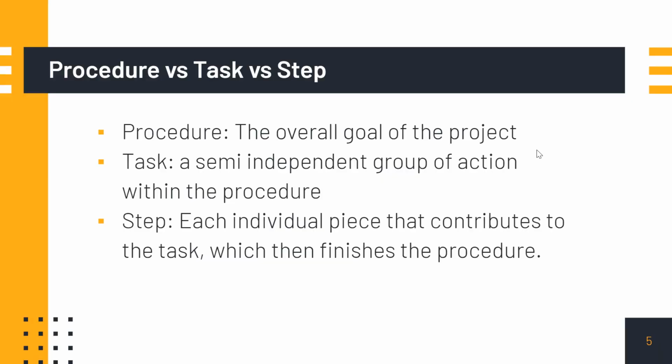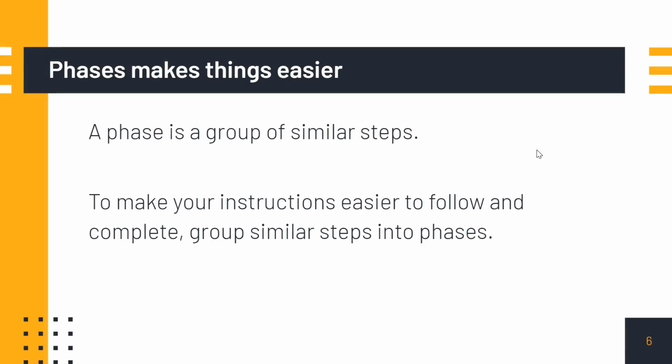Now, procedure versus task versus step. Your procedure is your overall goal, where a task is an independent group of actions within the procedure, and a step is each piece that contributes to the task that contributes to the procedure as a whole. So, phases are groups of similar steps. It might make your instructions easier to follow to group similar steps into phases. So phase 1, you're going to do these tasks. Phase 2, you're going to do these. Phase 3, we're finishing it up.